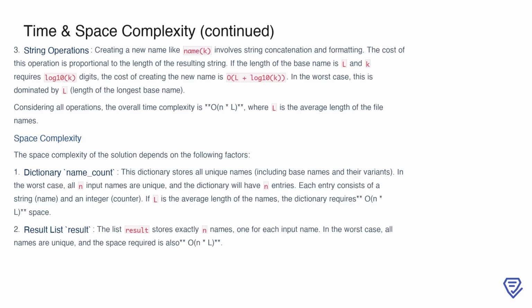For space complexity, we consider the main contributors, the dictionary name_count and the result list result. The dictionary stores all unique names, including base names and their variants. In the worst case, this requires O(n*L) space, as there are n entries, and each string entry has an average length of L. Similarly, the result list also stores n names, requiring another O(n*L) space. Together, these lead to an overall space complexity of O(n*L).